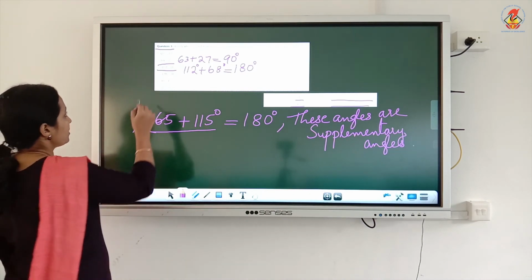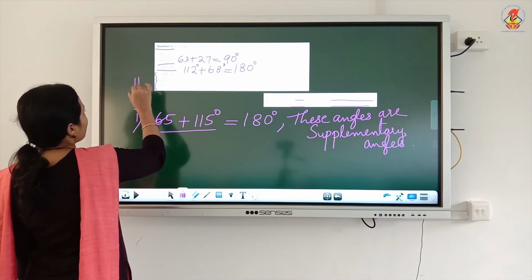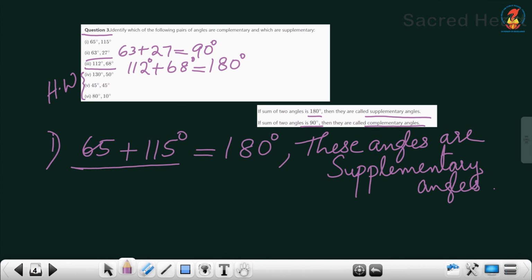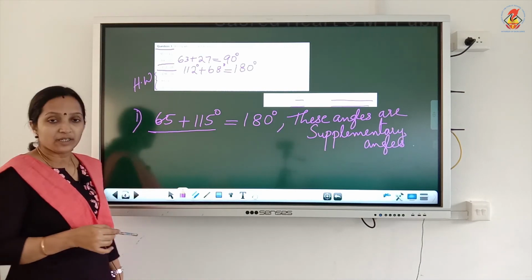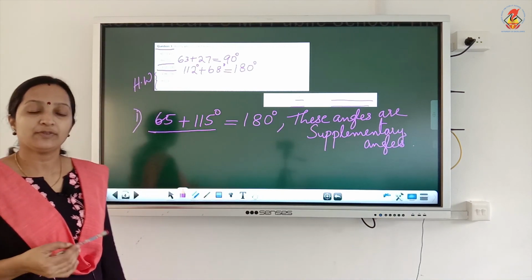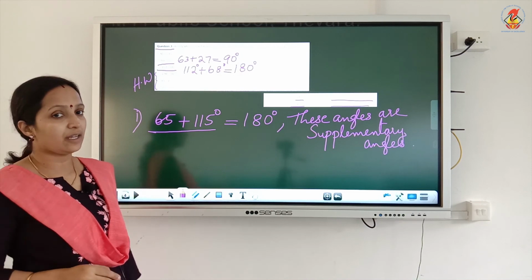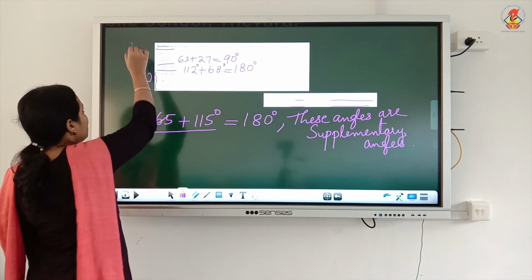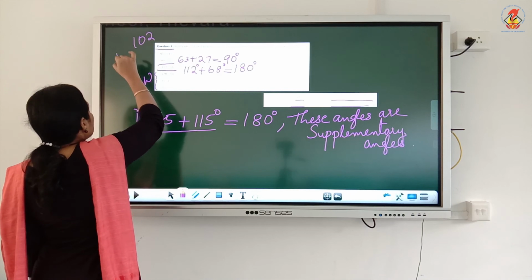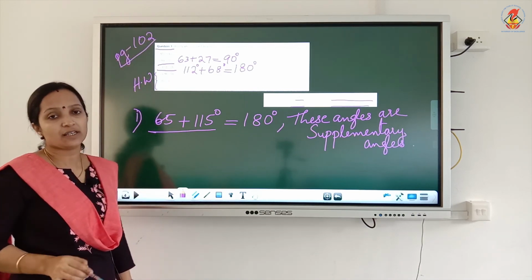The remaining questions, 4, 5, 6, are homework. Do the addition. If the answer is 90 degrees, you write these angles are complementary angles, and if the sum is 180 degrees, you write these angles are supplementary angles. So, question number 3, page number 102, subdivisions 4, 5, 6 are homework.